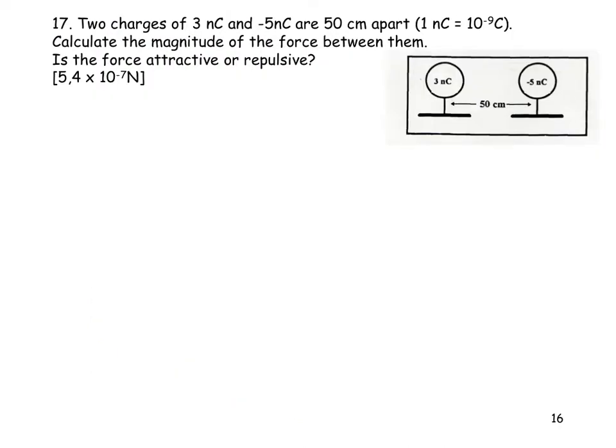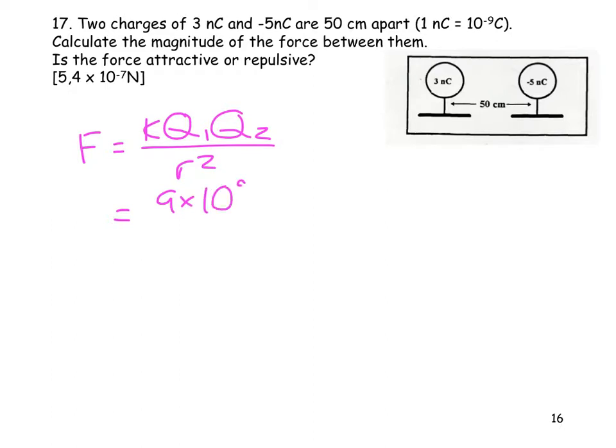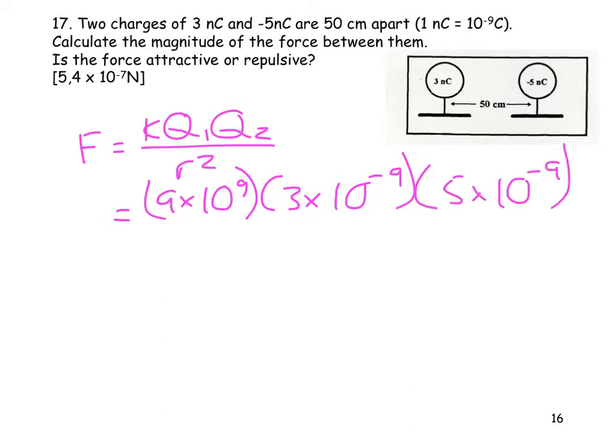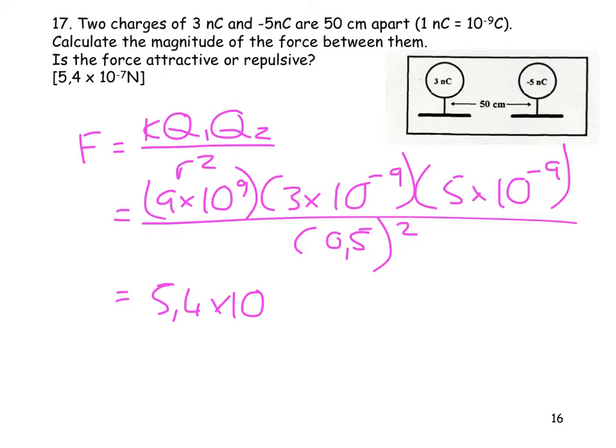And finally, these two are a certain distance apart. What is the force between them? It's going to be F is equal to K Q1 Q2 over R squared, 9 times 10 to the 9, 3 times 10 to the negative 9, 5 times 10 to the negative 9, over a distance between them, divide by 100, don't forget to square, and you get 5,4 times 10 to the negative 7 newtons, and because they are opposite charges, that is a force of attraction.